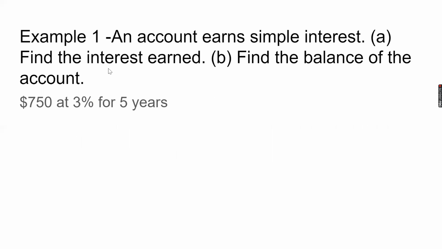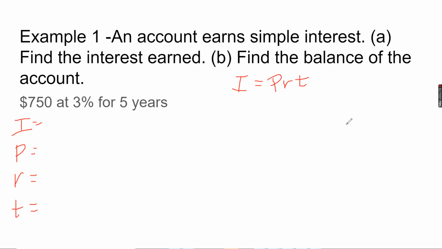So let's look at this first example. Example 1, an account earns a simple interest. A, find the interest earned, and B, find the balance of the account. So let's try this out. Our formula is I like to party, PRT. Those are the variables we need. So I'm going to list them down the side: I, P, R, and T. And we're going to define those variables. We're going to say what it means.